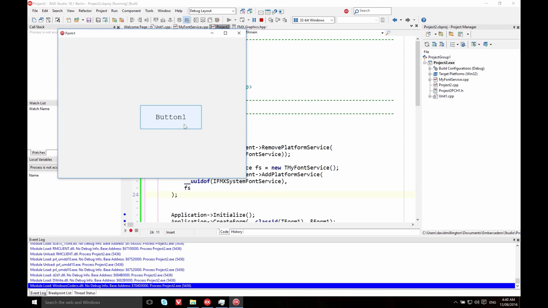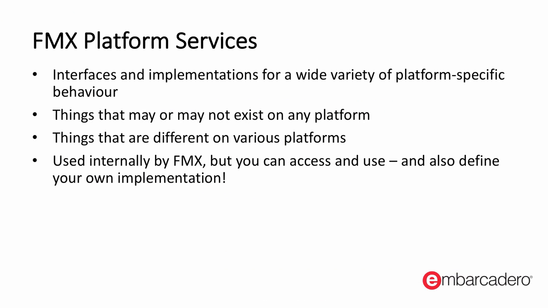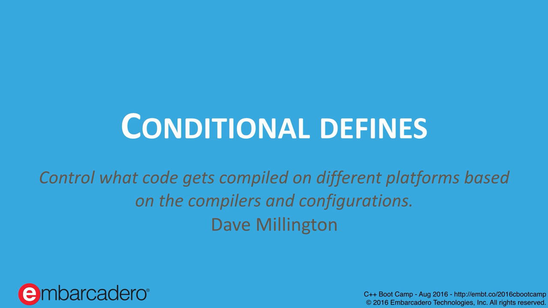So that's Platform Services. Interfaces and implementations for a huge range of platform-specific behavior and things that may or may not exist on any platform. Lots of functionality uses these under the hood, but you can also use them directly, and you can even define your own if you need. Occasionally, you're going to have code that you don't want to compile on certain platforms and only compile on other platforms. And for that, you're going to use conditional defines.